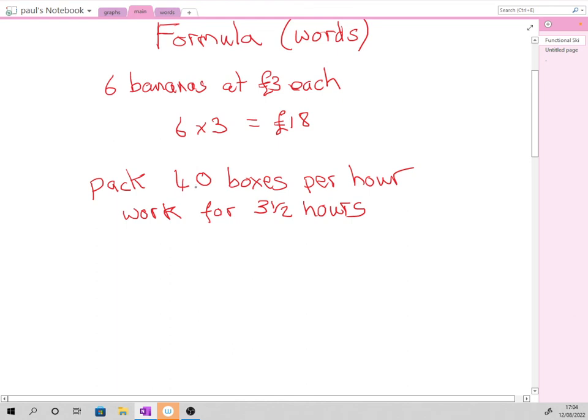So you're going to just look at all the information you've got in front of you, pick the numbers that you need to deal with, and create your own little formula. So you've got 40 boxes per hour times 3.5 hours, which is 140, I think, yeah? 3 times 40 is 120, half of that is another 20, so it's 140 boxes. So that's all you're doing. You're just looking at the question, picking out what you need to do.